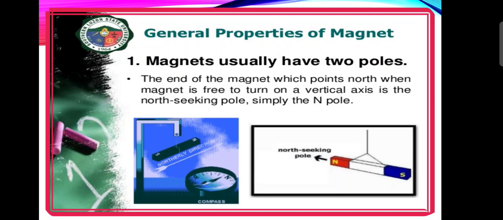So what can you conclude from this activity? The end of the magnet which points towards the north, when the magnet is free to turn on a vertical axis, is the north-seeking pole, or simply the north pole. In a similar manner, the end which points towards south is the south-seeking pole, or simply the south pole.